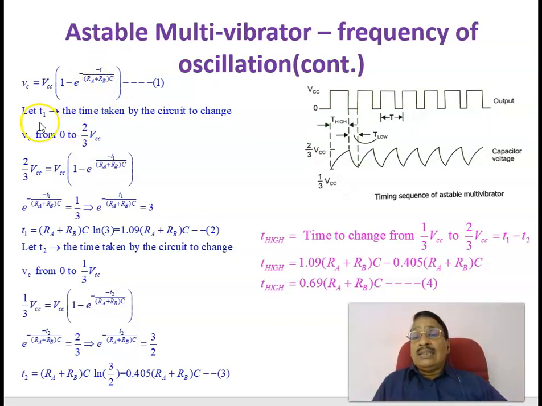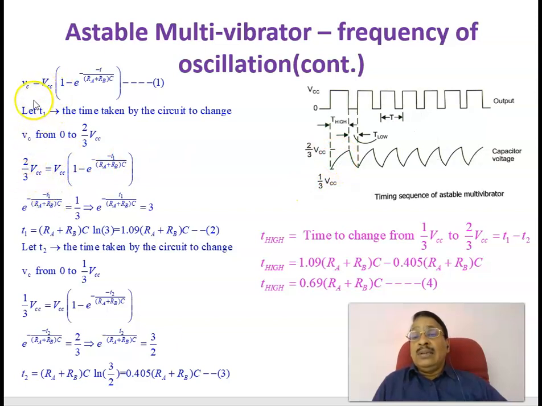Now let us take T1 as the time duration for the circuit to change the capacitor voltage from 0 to 2/3 VCC. That is not from 1/3 VCC. We are calculating from 0 to 2/3 VCC. Then you'll be calculating the time from 0 to 1/3 VCC, and subtracting this time, you'll be getting the time from 1/3 VCC to 2/3 VCC. Therefore, to change the capacitor voltage from 0 to 2/3 VCC, we substitute this in the equation.